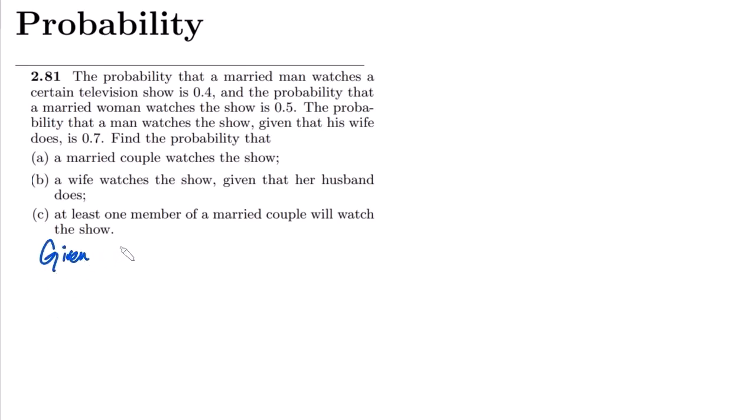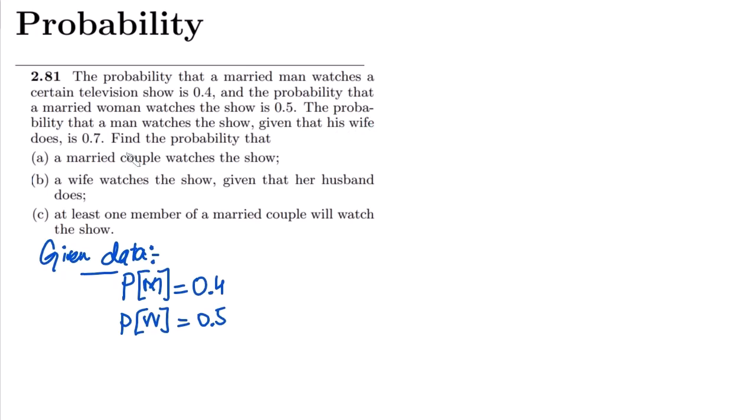So the given data here is this. The probability of a married man watching the television show is 0.4. So let me represent this married man with this M, and the probability it has is 0.4. Similarly, the probability that a married woman watches the show is 0.5. So let me represent it with W, and this is 0.5.